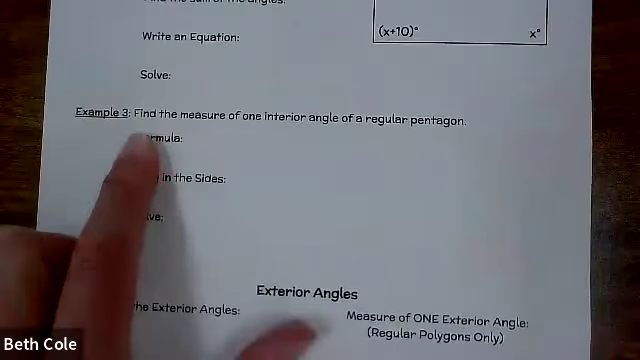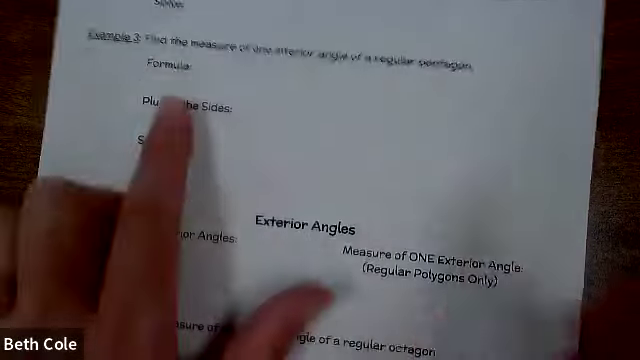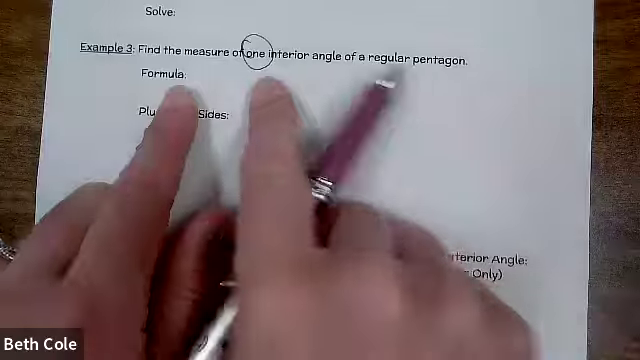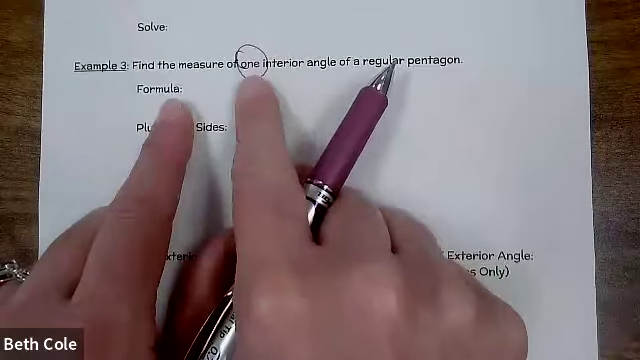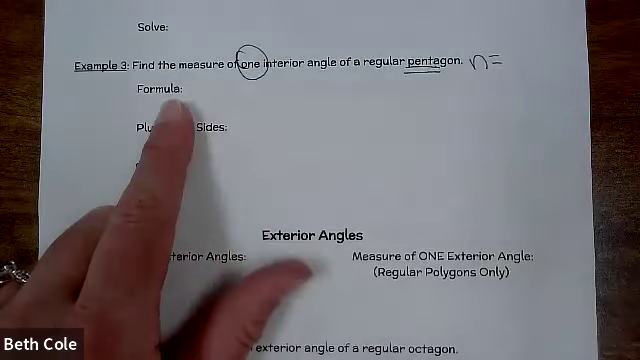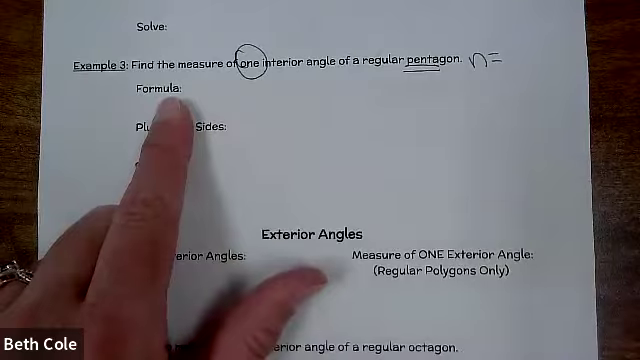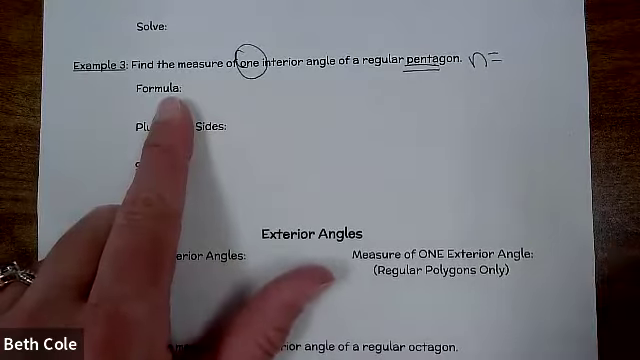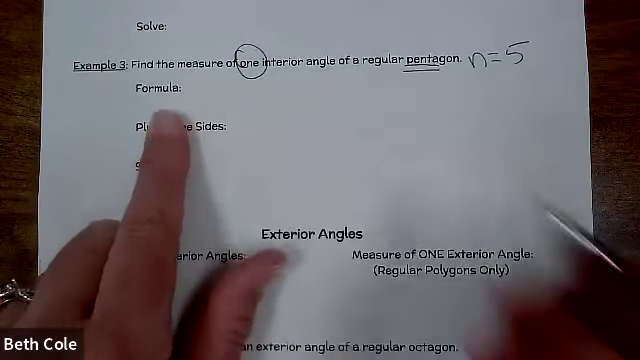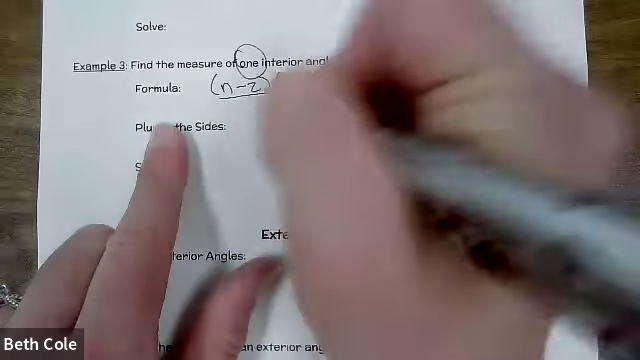I'm going to actually do number 3 next. I think it's the next easiest one, and I'll come back to number 2. Now this one says we want one interior angle. So we only want one of them. It also says regular pentagon. So what is n for a pentagon? Let's decide that first. If you don't know, flip back over. I saw a bunch of you just do that. What is n for pentagon? 5. Good. So our formula is n minus 2 times 180.